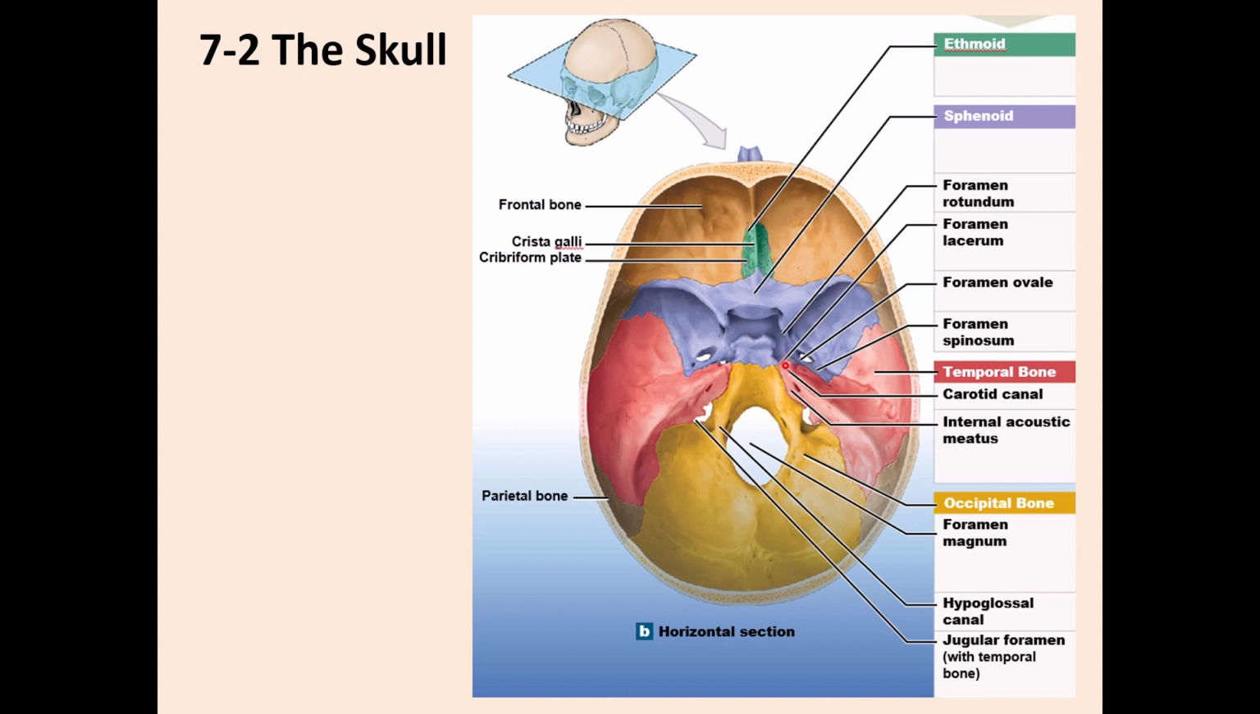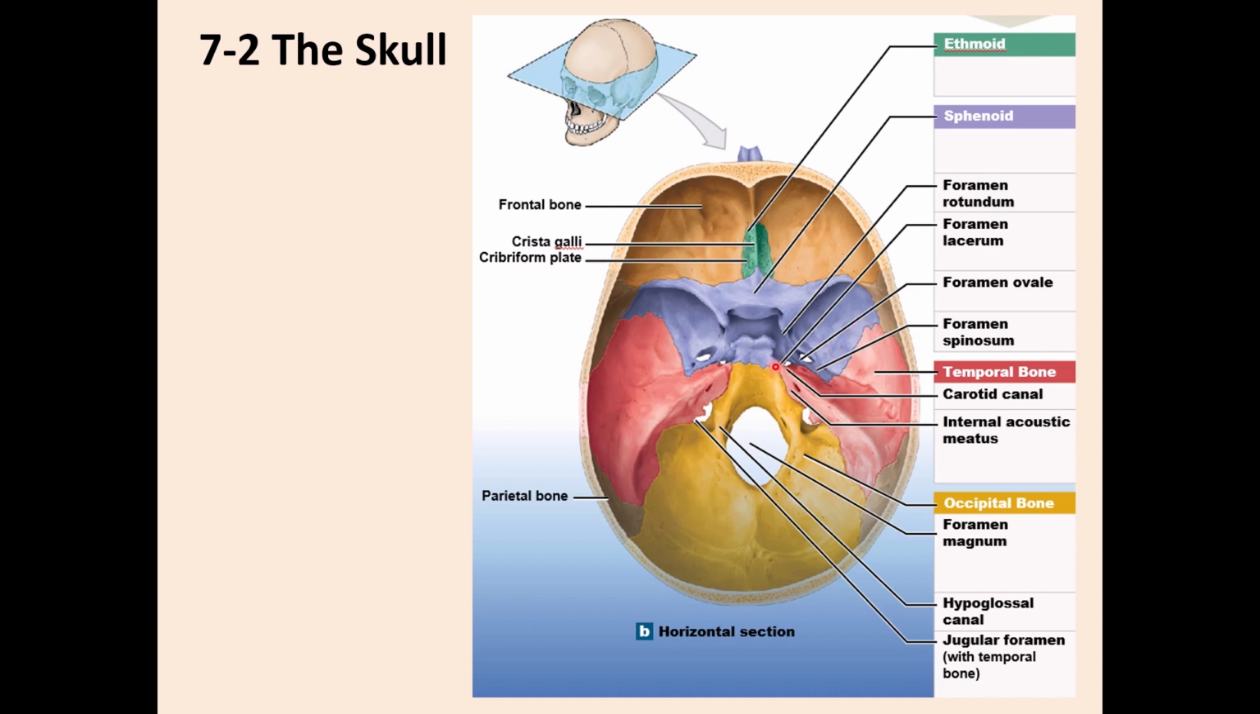And you also have the foramen spinosum, and blood vessels that supply the meninges pass through that. Meninges are a type of connective tissue that wraps around the brain. We will discuss that in chapter 14.